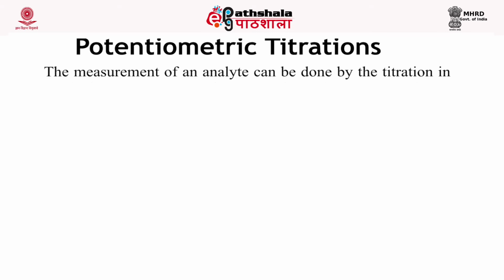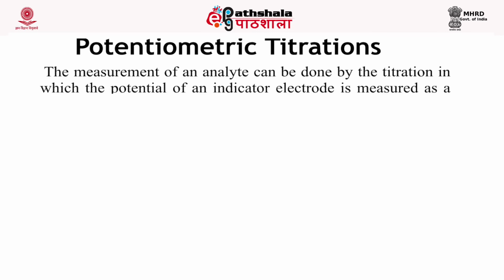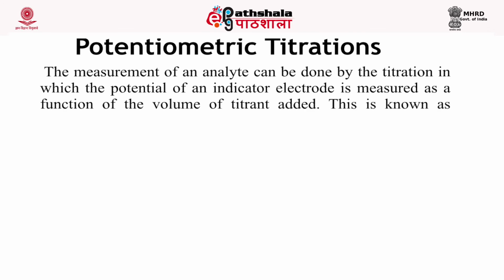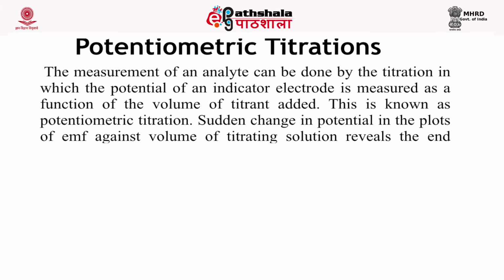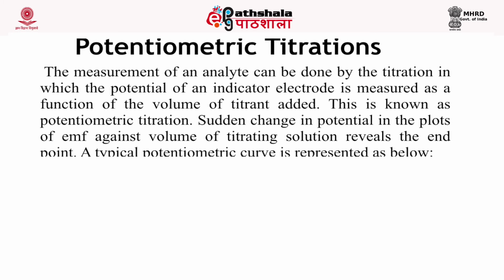Potentiometric titrations. The measurement of an analyte can be done by titration, in which the potential of an indicator is measured as a function of the volume of titrant added. This is known as potentiometric titration. Sudden changes in the potential or EMF against the volume of titrating solution reveal the endpoint. A typical potentiometric curve is shown.